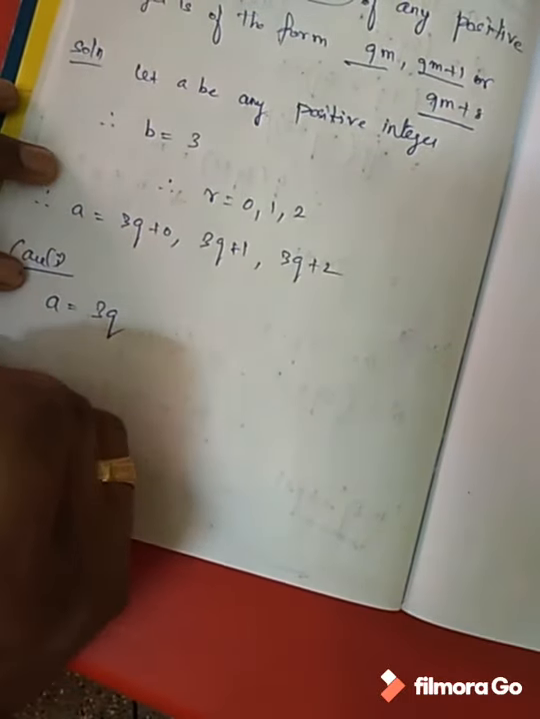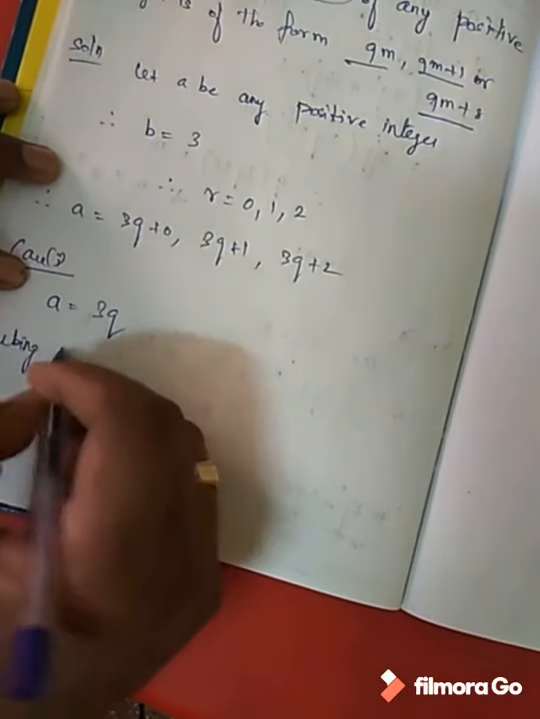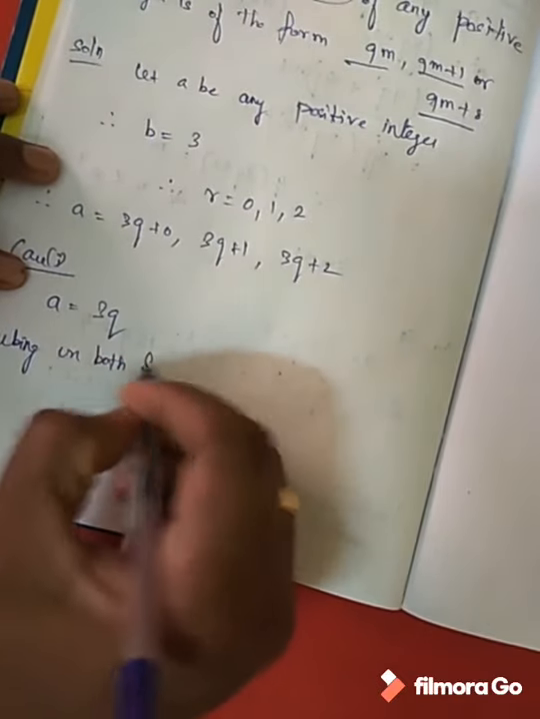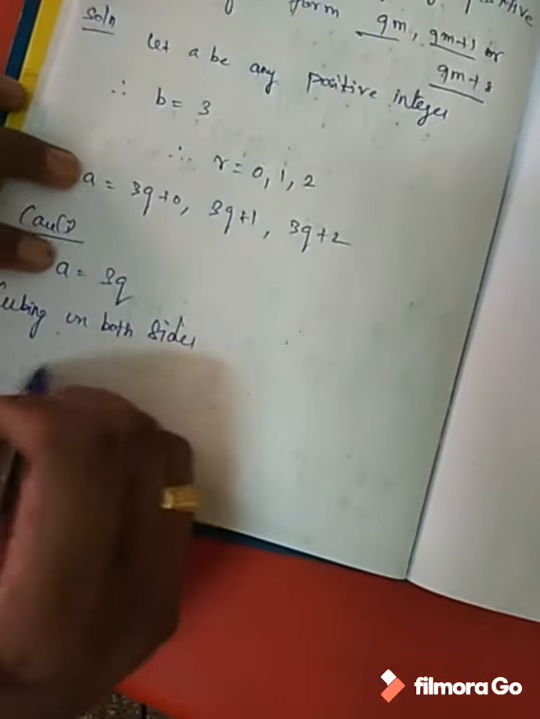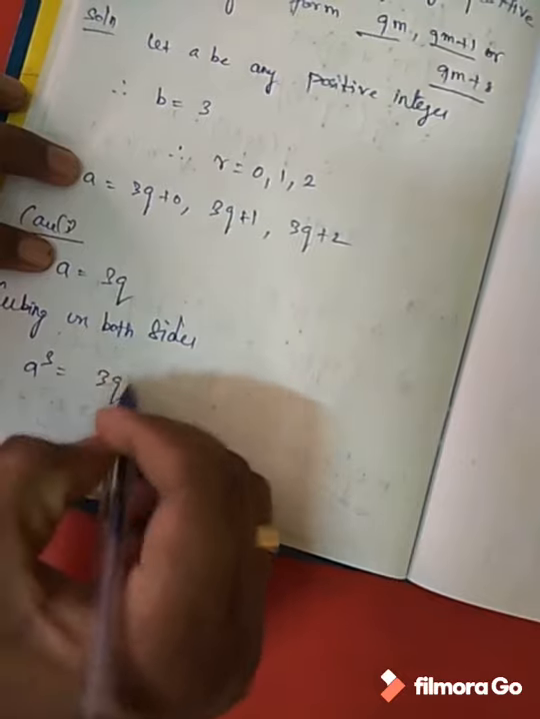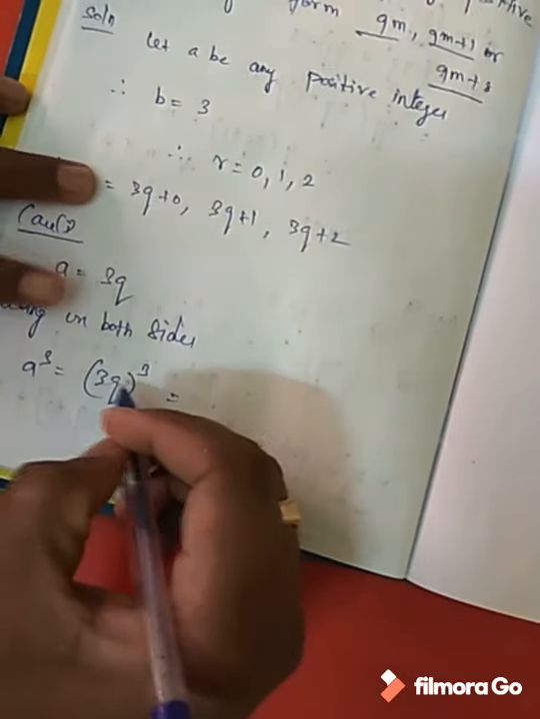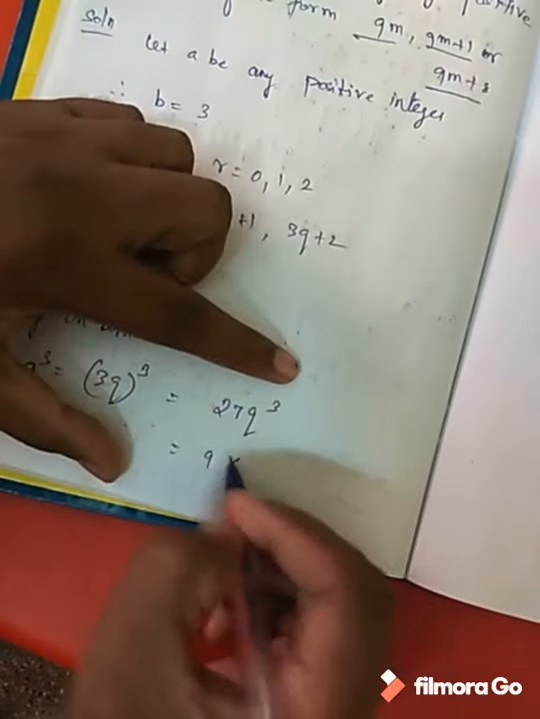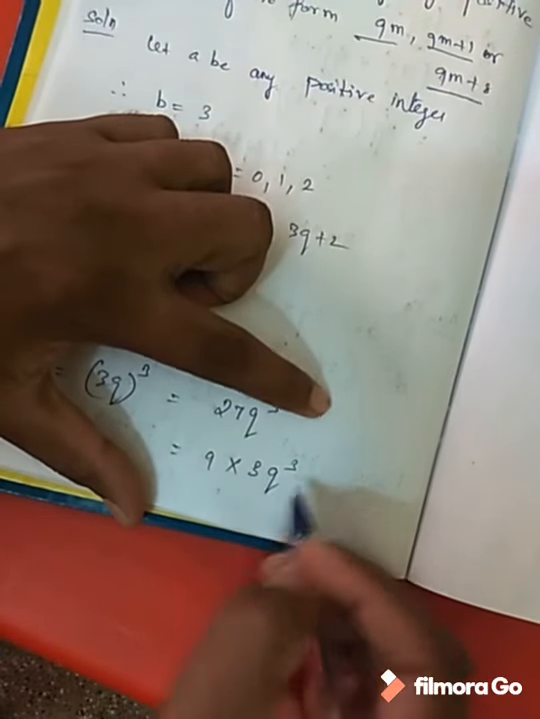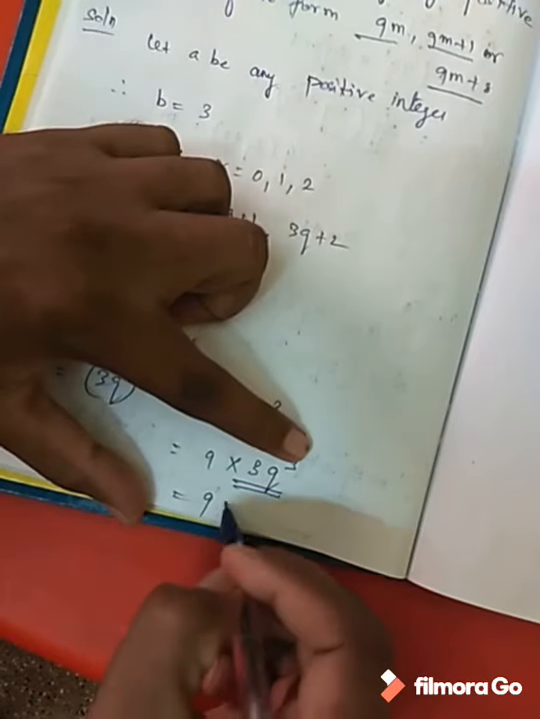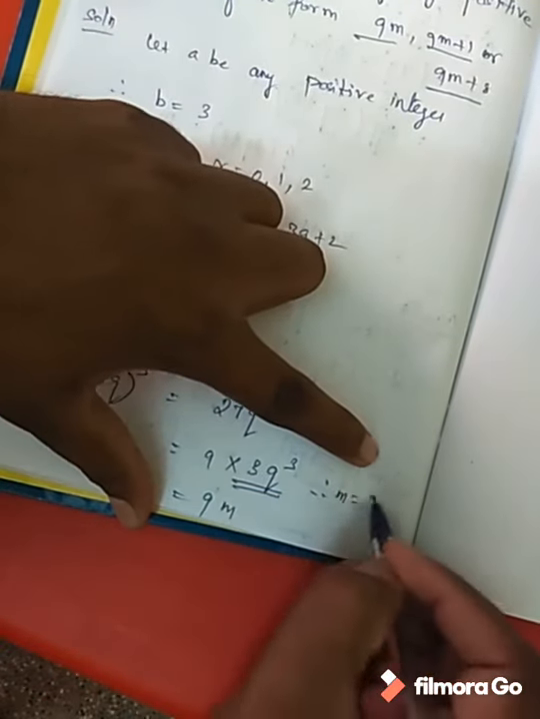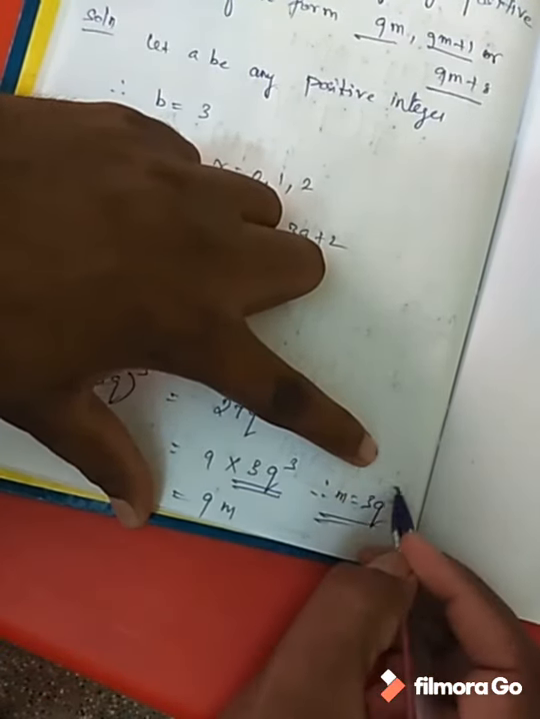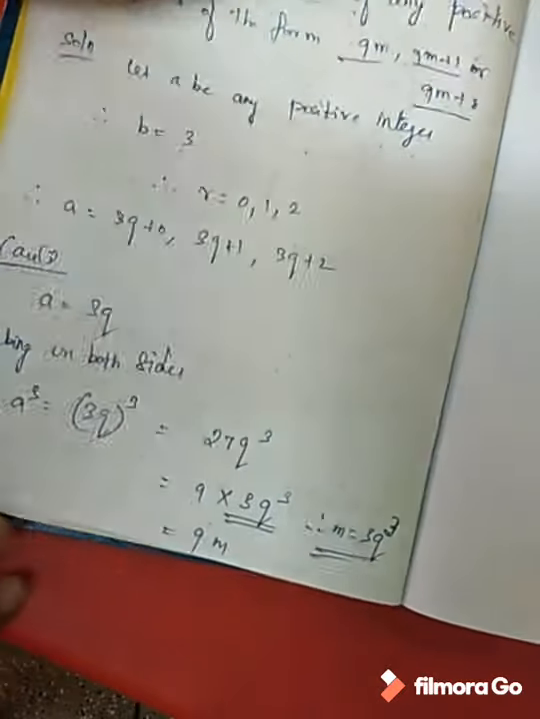Cubing on both sides, a cube is equal to 3q the whole cube. So 3 into 3 into 3, that is 27 q cube. I can write this as 9 into 3q cube. So we can assume it as m, so 9m, such that m is equal to 3q cube, right? Next, case 2.